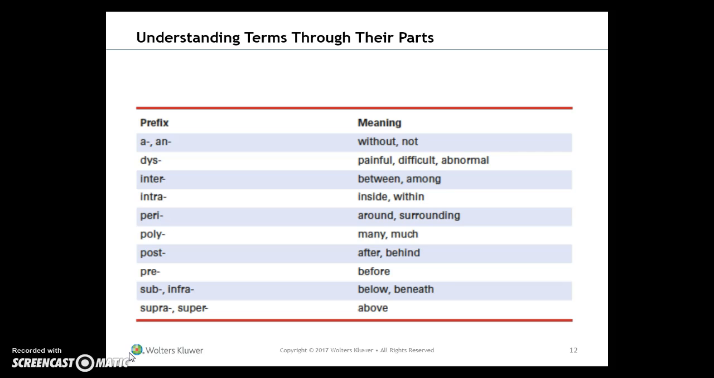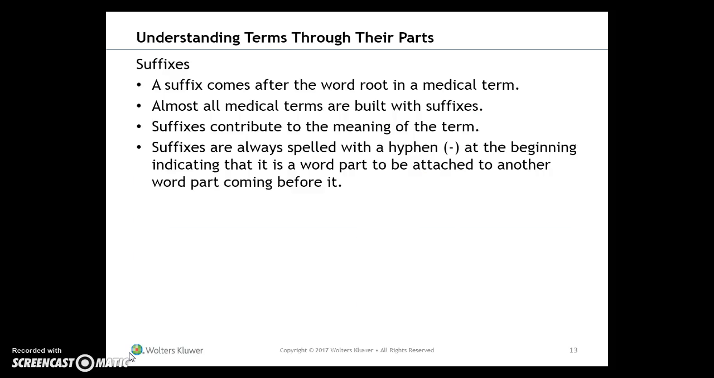The prefix a or an means without or not. Dis meaning painful, difficult, abnormal. Inter meaning between or among. Intra, inside or within. Peri, around or surrounding. Poly meaning many or much. Post meaning after or behind. Pre meaning before. Sub or infra meaning below or beneath, and supra meaning above. So practice, use the exercises 3 and 4 to practice your prefixes.